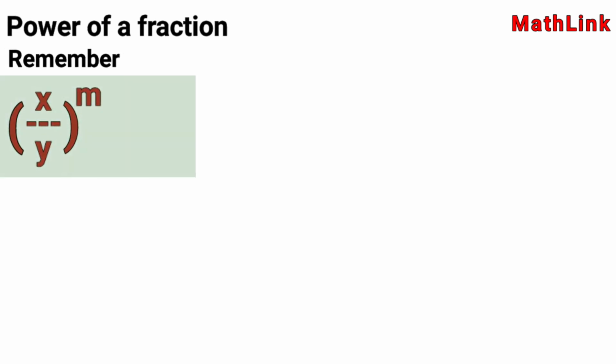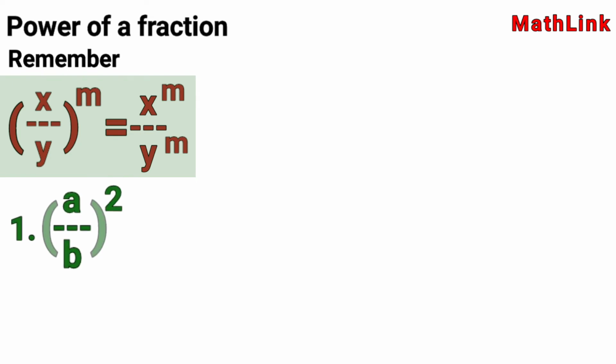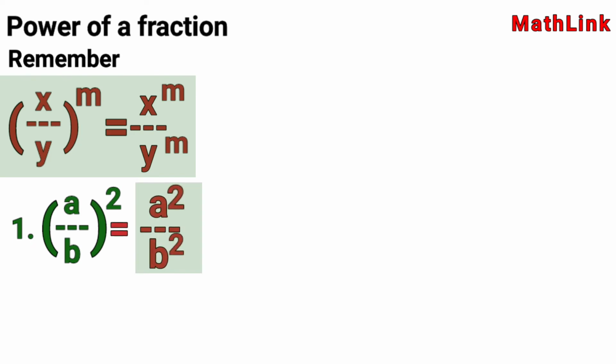Power of a fraction. Remember, the quantity of x over y, raised to m, is equal to x raised to m, over y raised to m. We distribute the power to each factor in the numerator and in the denominator. Example number 1. The quantity of a over b, raised to 2, is equal to a raised to 2, over b raised to 2.